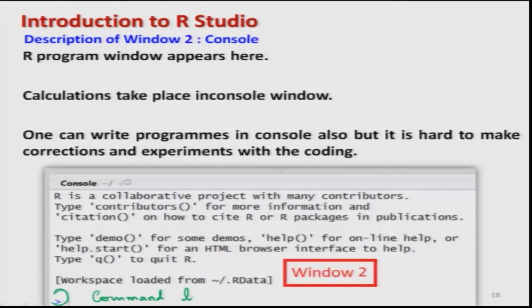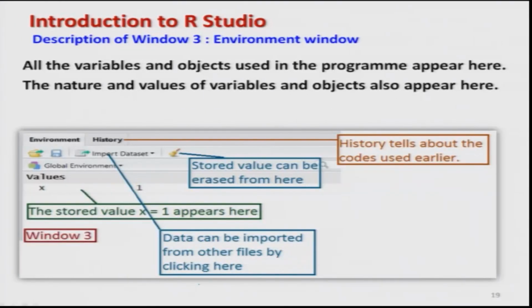But now there is a difference. The difference is that you need not type the commands on the command line, but you can write them over the script window, and then you can directly run it. Well, in case you want to write the program directly on the command line inside the RStudio software, that is also possible, but that is not really needed. Okay, so now I come to window number 3.